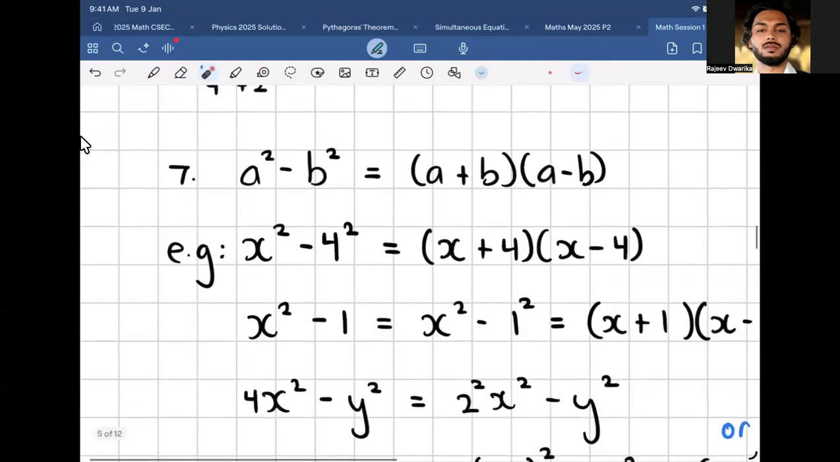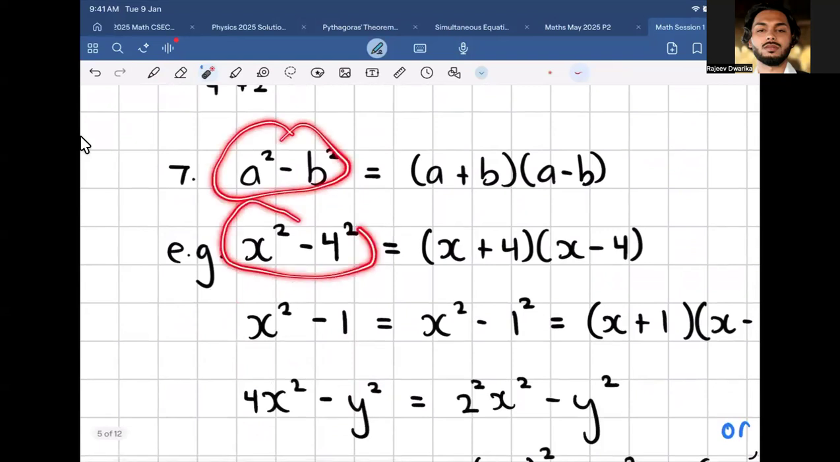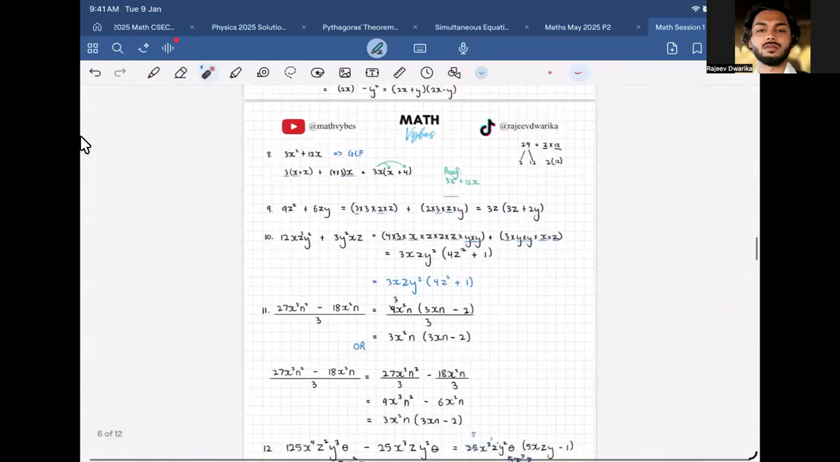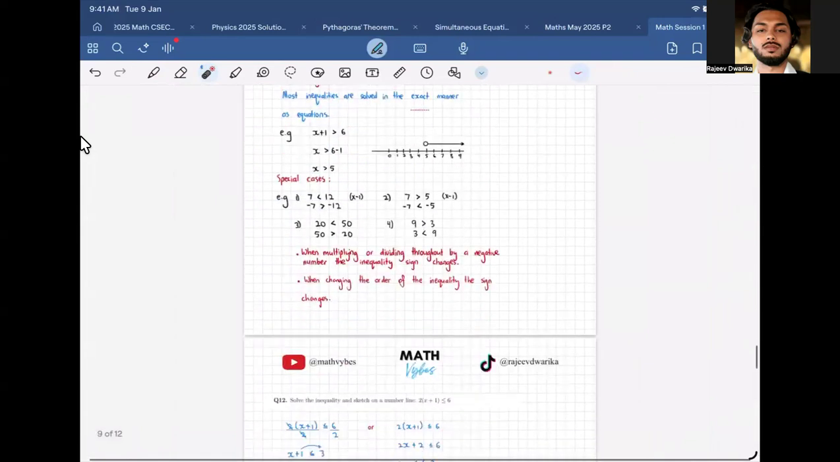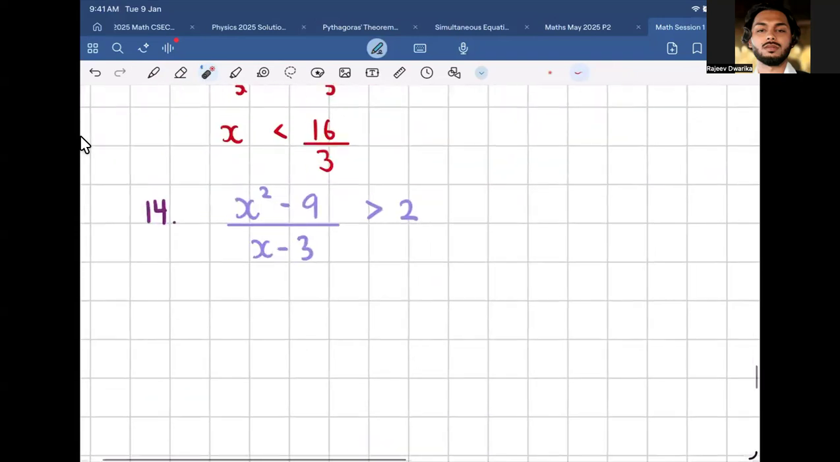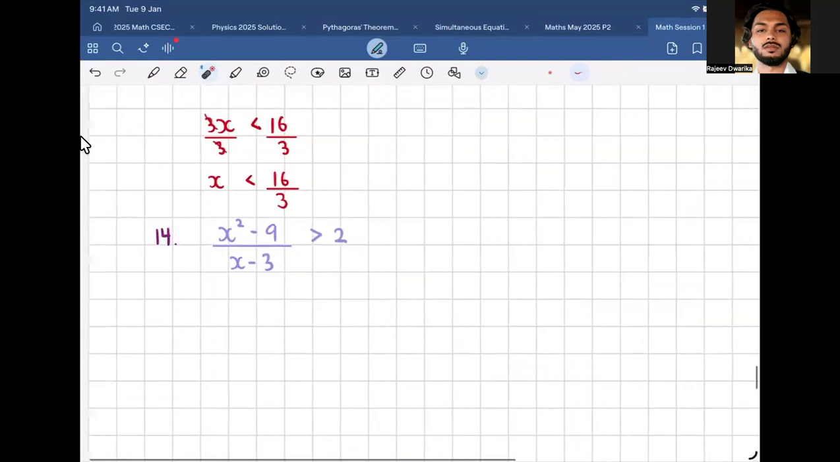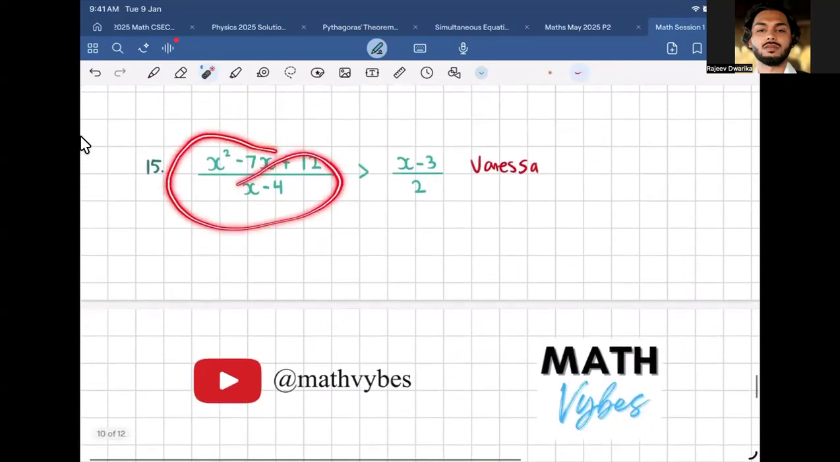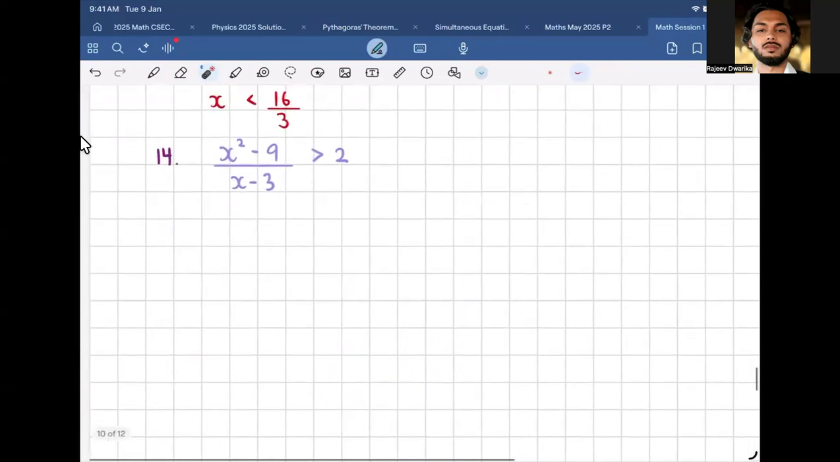You don't remember this? The name, difference of two squares, right? Difference of two squares. So you need to use that for this question. Matter of fact, anytime you see a question like this, you need to factorize. That's an important part of the working.